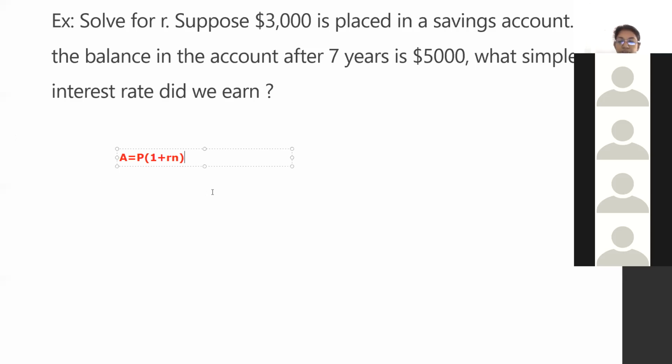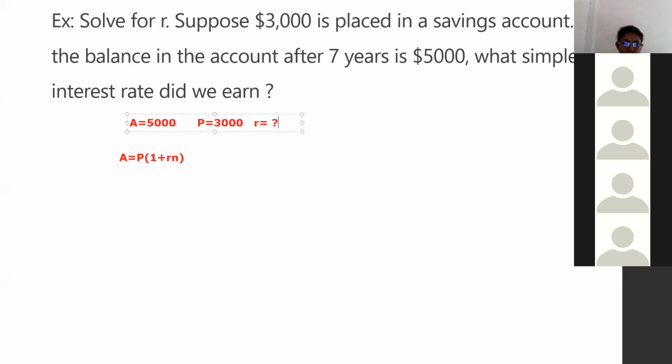So we are going to put the values. Now, what are the values we have right now? We have A. What is A? That is the total amount we received after 7 years. In this question, it is 5,000. So what is P then? According to this question, P is 3,000. So what is R? R is unknown, right? We don't know R yet.